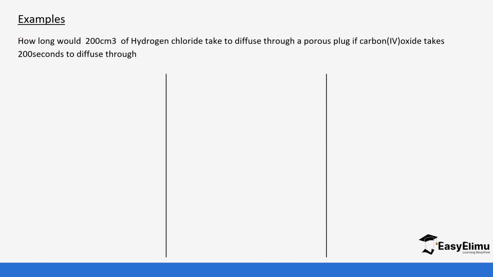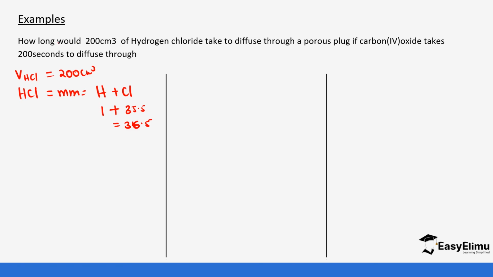When you look at what you have been given, we have the volume of hydrogen chloride. This is going to be our first gas, so the volume is 200 centimeters cubed. The formula of hydrogen chloride is HCl. To calculate the molecular mass, it is the molecular mass of hydrogen plus the molecular mass of chlorine. The molecular mass of hydrogen is 1, the molecular mass of chlorine is 35.5, so the total molecular mass is 36.5.